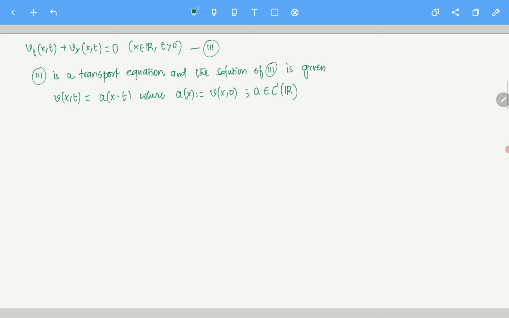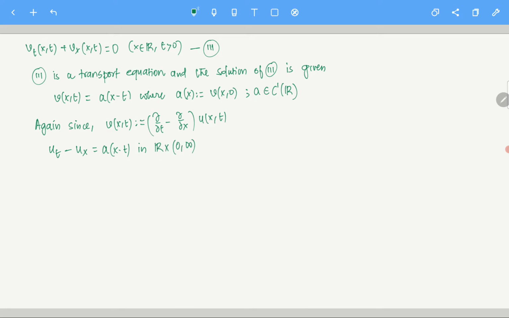Now what is v? V is defined by v(x,t) = (del_t minus del_x) of u(x,t). So if you just put it there, what you have is u_t minus u_x equals a(x minus t). That's the equation which you are going to get, on R cross (0, infinity).